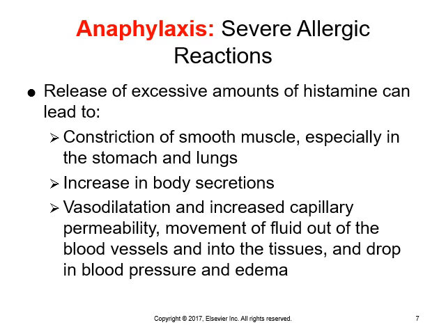The release of excessive amounts of histamine can lead to constriction of smooth muscle, especially in the stomach and lungs, increase in body secretions, vasodilation and increased capillary permeability, movement of fluid out of the blood vessels and into the tissues, and drop in blood pressure and edema.